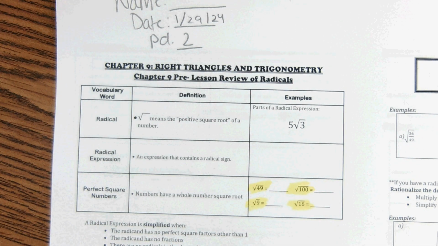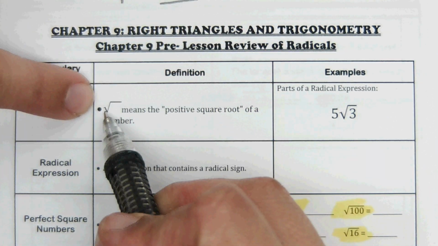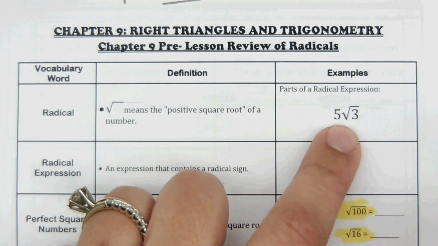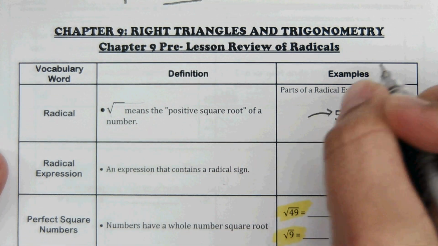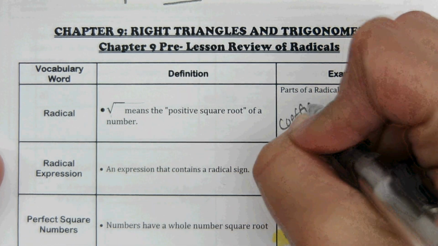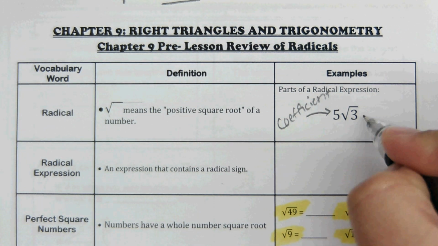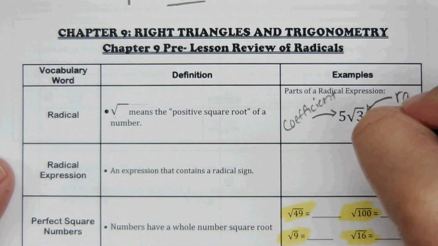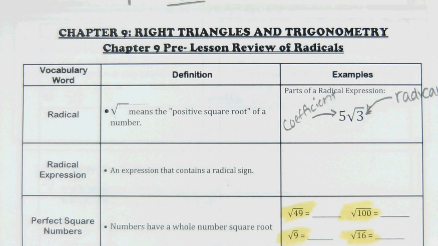Okay, so just starting with some vocabulary. What is a radical? It's this symbol here. It's the square root symbol. In this case, it means positive square root of a number. This is what it looks like. This first number is called a coefficient. It is being multiplied by the radical. And then the number inside the radical is a radicand.